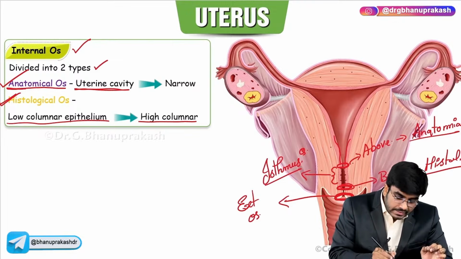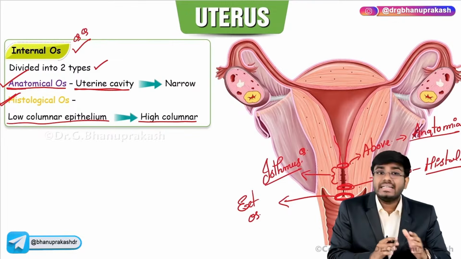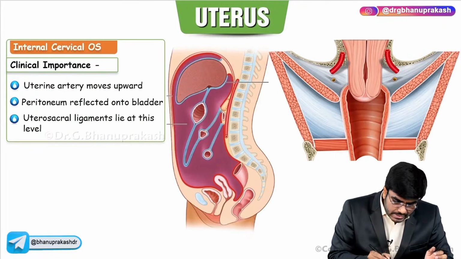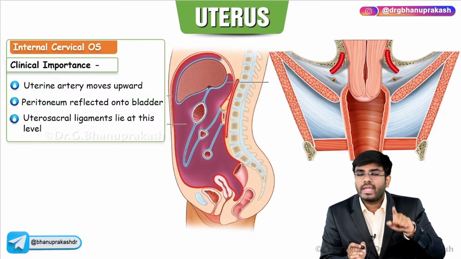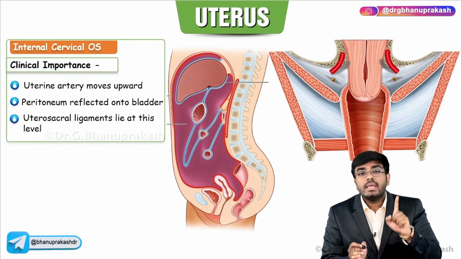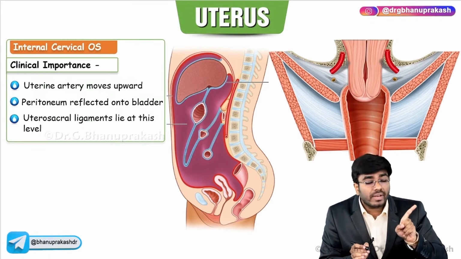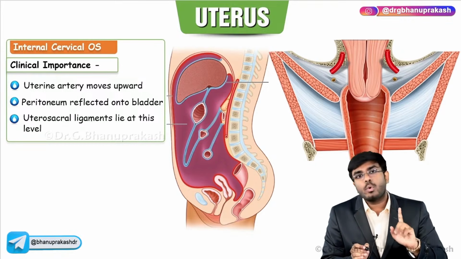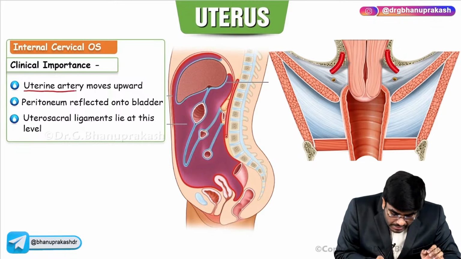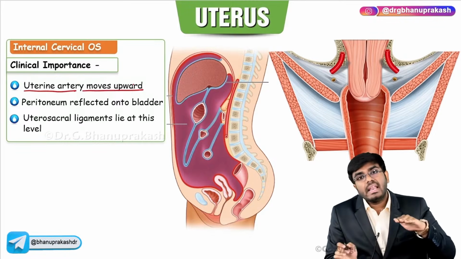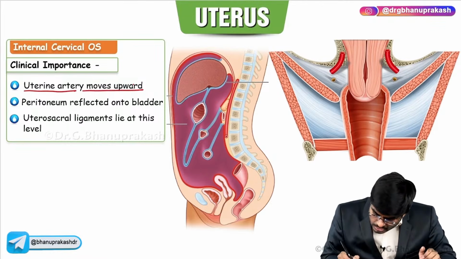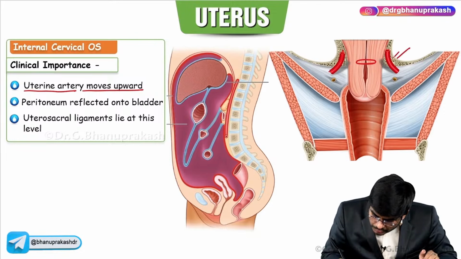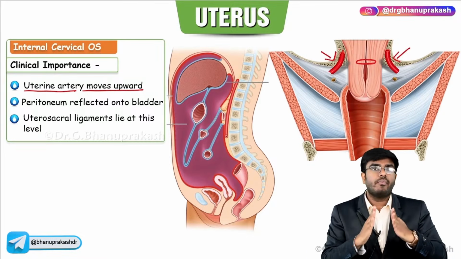Now after this, there are certain important clinical points about the internal os. The clinical importance is that at the level of the internal os, anteflexion happens, which we have already discussed in the topic of anteflexion. Now the uterine artery moves upward at the level of the internal cervical os. Please concentrate, guys. Here is the internal cervical os, for example. At this place you can see the uterine artery moving upward. Important landmark.